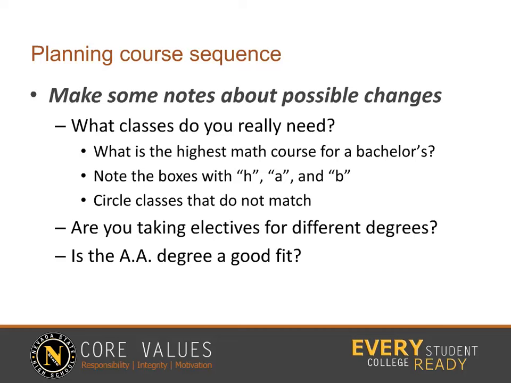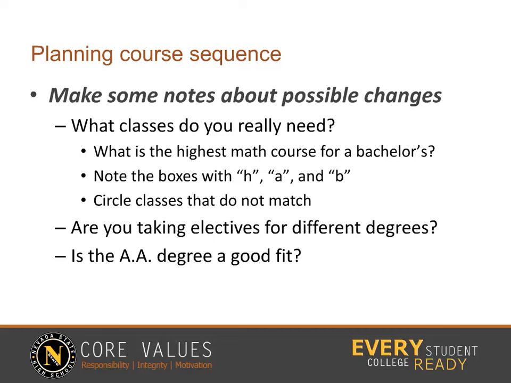These classes can be changed to courses that will work towards your bachelor's degree. For example, if you are taking criminal justice for your associate's degree, but it's not required for your bachelor's in economics, then you might want to replace your criminal justice class with a required course for your bachelor's degree, like Econ 101. Circle these extra elective classes and we'll come back to them later.